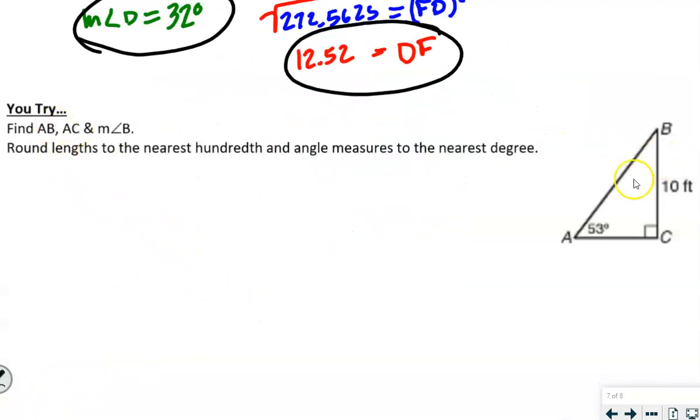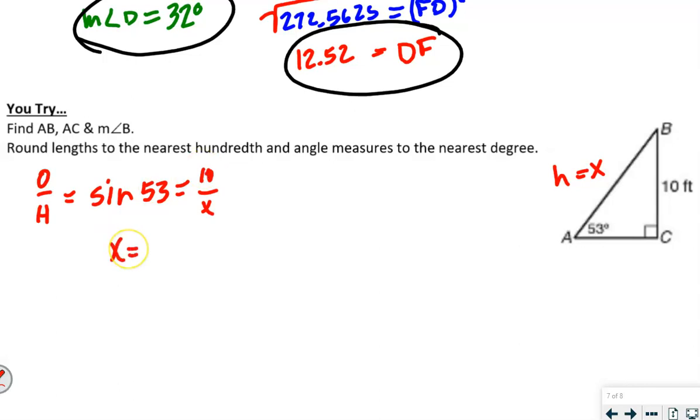So again, if we're looking for AB and we have this angle right here, that's opposite, and AB is our hypotenuse, right? So we're going to go x here, and that's equal to our hypotenuse. So what ratio are we going to use? Opposite and hypotenuse. So that's going to be sine of our 53 is going to be equal to 10 over x. Again, remember that you can swap the sine 53 and the x. So this is going to be x equals 10 divided by the sine of 53. Put that right in your calculator, okay? And it will do all the work for you.